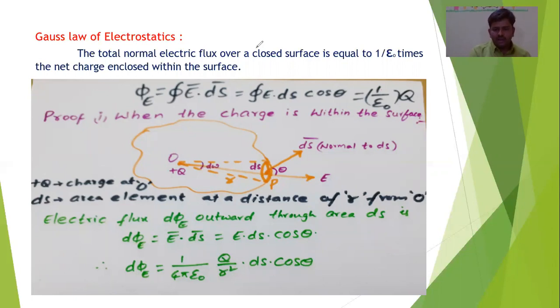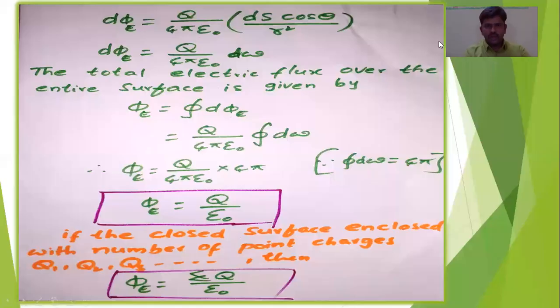Geometrically, if we calculate the solid angle made by this areal element ds at the center, which is at a distance of r, it is a purely mathematical thing. We get solid angle ds cos theta by r square, d omega. Solid angle is denoted by d omega. So we get d phi e is equal to q by 4 pi epsilon naught d omega.